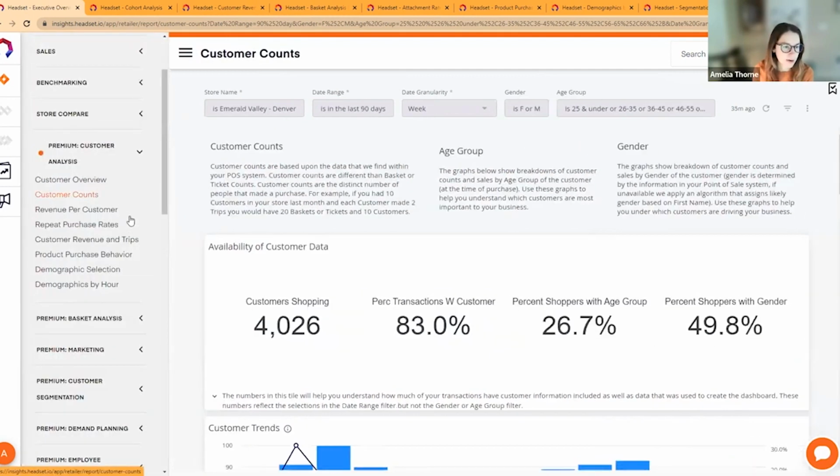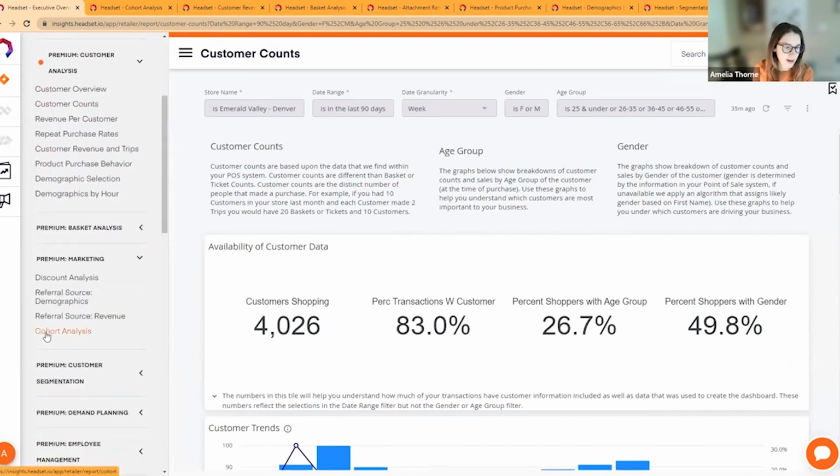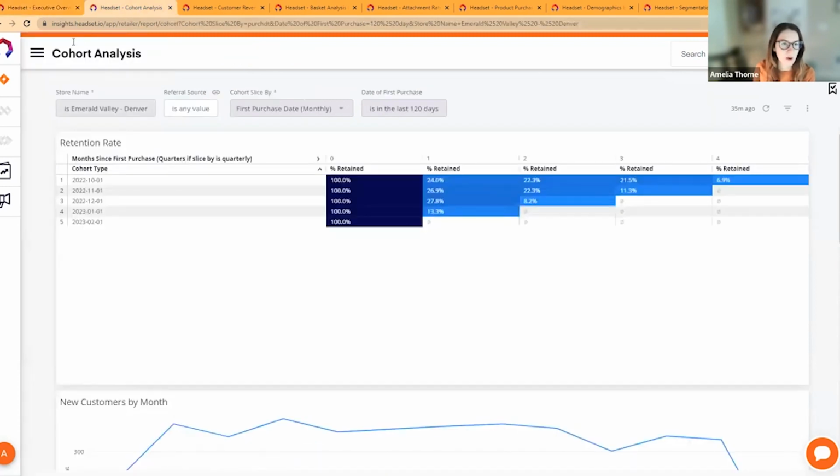Next place I'm going to go, I'm actually going to skip around just for a second. I'm going to go under marketing into cohort analysis. Cohort analysis is a great place to go next after customer accounts, because this will help you understand your retention rate. Retention rate is important to understand if you're bringing back those customers that initially came to you in the last few months.